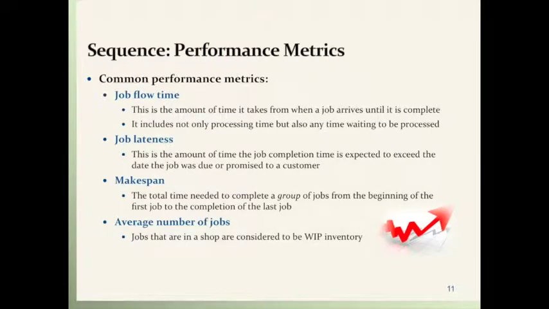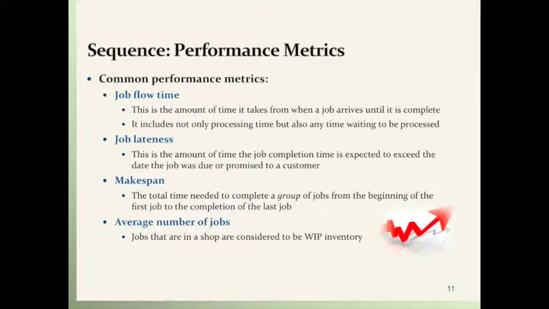So some of the common metrics with sequence: job flow time. It's the amount of time it takes from when a job arrives until it's completed. It not only includes the processing time, but any wait time to be processed. So job flow time, we measure that all the time.